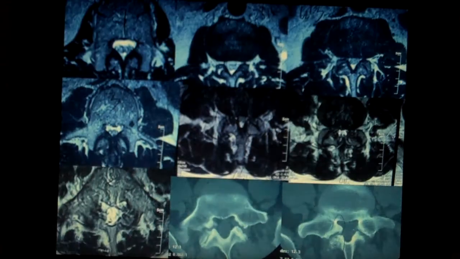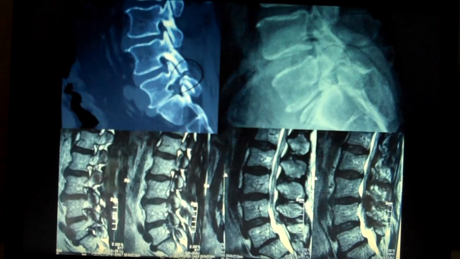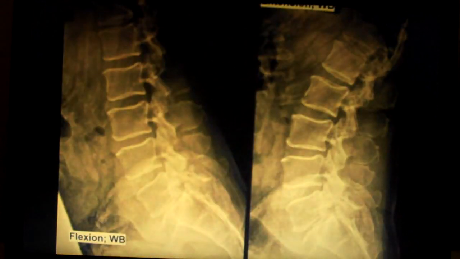It looked like all his motion was going through the pars fracture. Probably. Yeah, he wasn't really slipping, but... And it almost looks like he has a joint on that. He has pseudoarthrosis. Flexion, yeah.